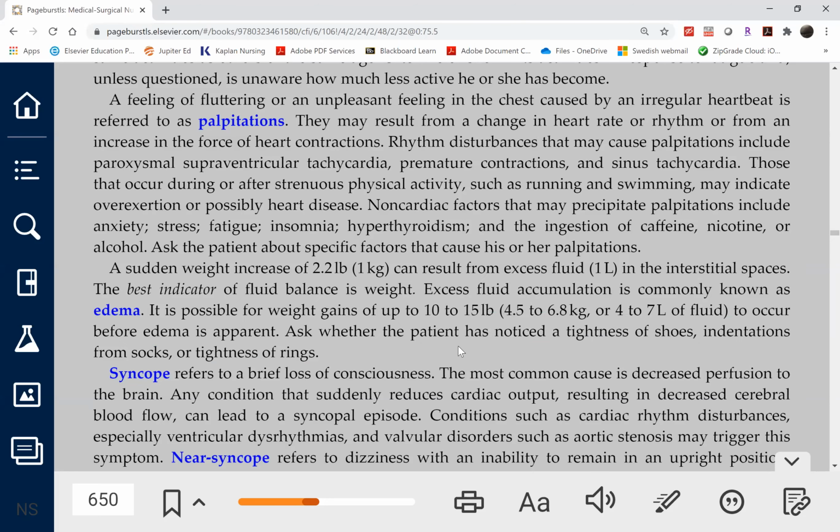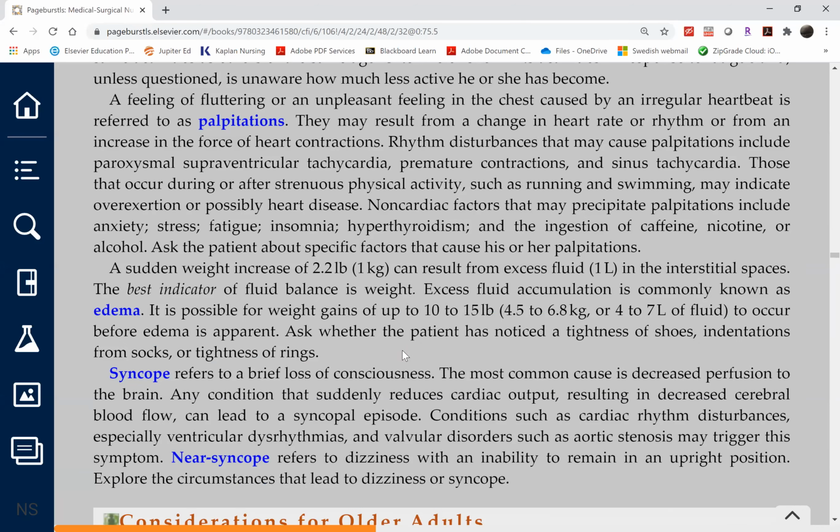Right here. Yes, please. A sudden weight increase of 2.2 pounds, 1 kilogram, can result from excess fluid, 1 liter, in the interstitial spaces. The best indicator of fluid balance is weight. Excess fluid accumulation is commonly known as edema. It is possible for weight gains of up to 10 to 15 pounds, 4.5 to 6.8 kilograms, or 4 to 7 liters of fluid to occur before edema is apparent. Ask whether the patient has noticed a tightness of shoes, indentations from socks, or tightness of rings.